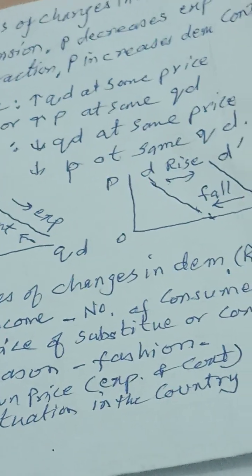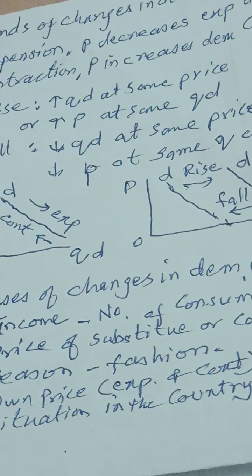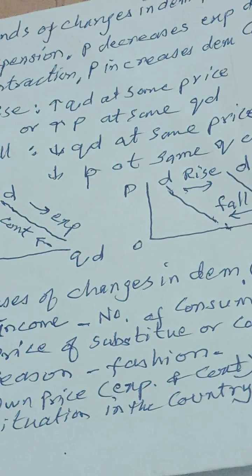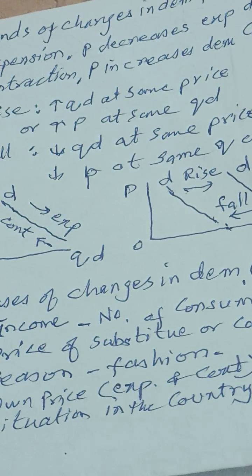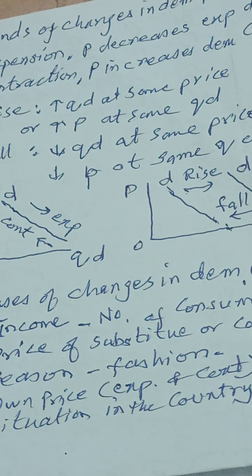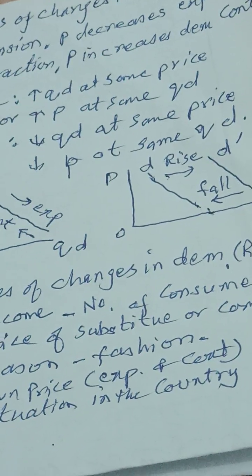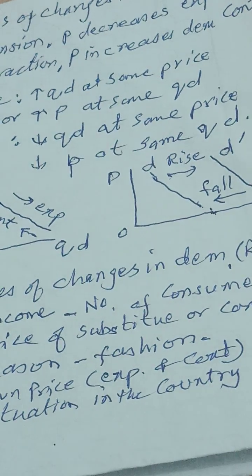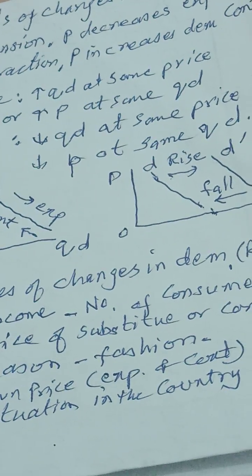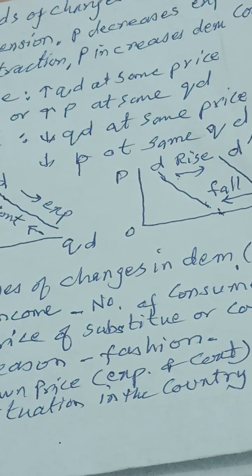The second case is rise and fall, or shift of demand curve. In this case, the demand curve shifts from left to right or right to left. In case of rise, the demand curve will shift from left to right. And in case of fall in demand, the demand curve will shift from right to left, as shown in the diagram.